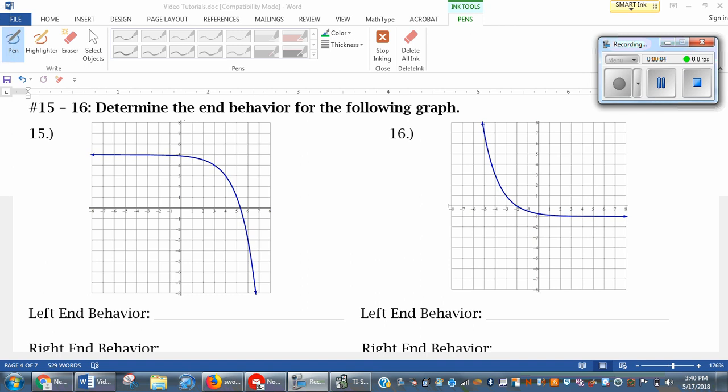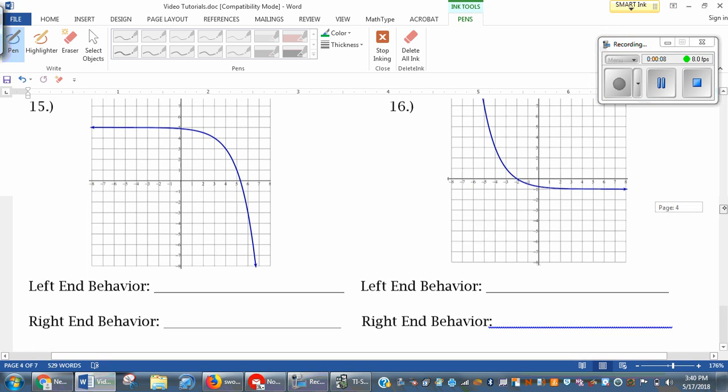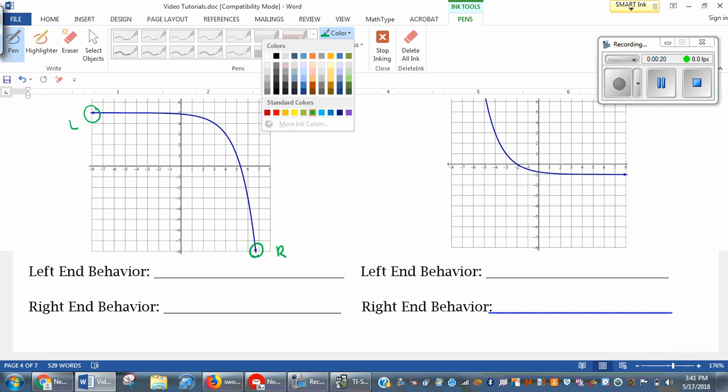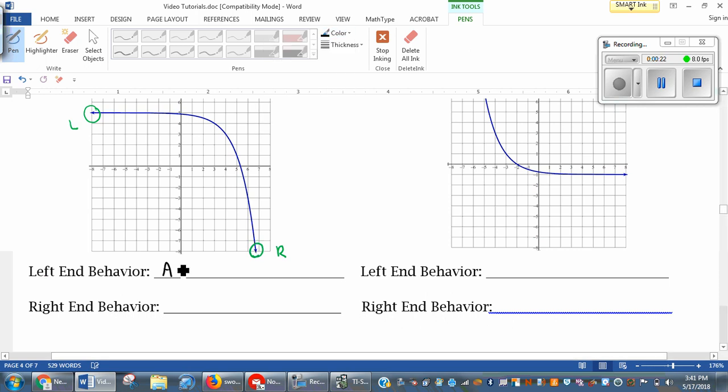All right, 15 and 16 are asking us something a little bit different than domain and range. They're talking about end behavior. So we want to know what's happening on the left, referring to this one, and then what's happening on the right, referring to your right arrow. For end behavior, if you remember, it always has the same notation.